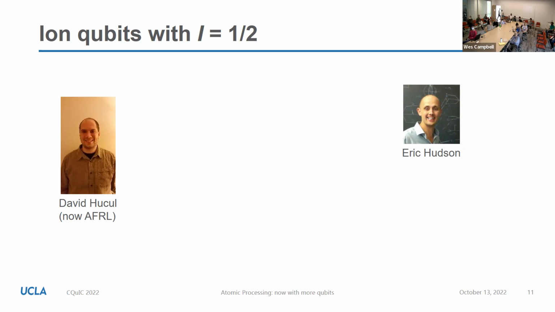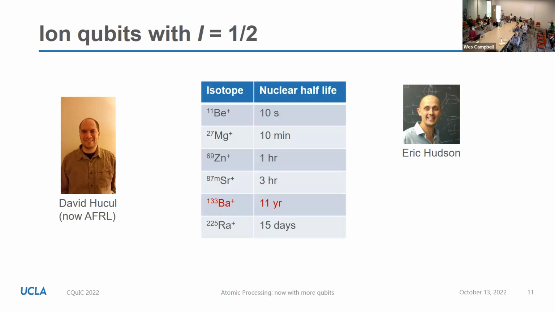We had a postdoc. Eric Hudson is my partner in crime on this project, and we had a potential postdoc, Dave Hucul. I knew him from Chris Monroe's group when he was a grad student, and he came to us and said, "You know what? We need to stop limiting ourselves to what Mother Nature gives us." There are spin 1/2 isotopes of other ions, other than the ones I just listed. It's just that they're radioactive. They're synthetic.